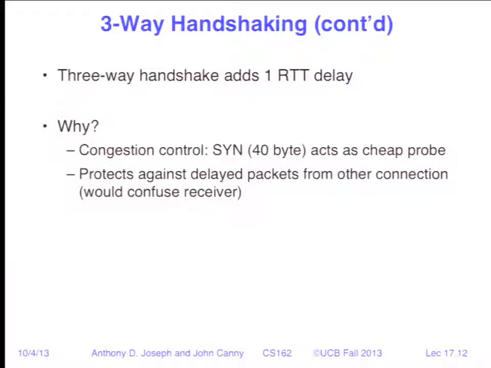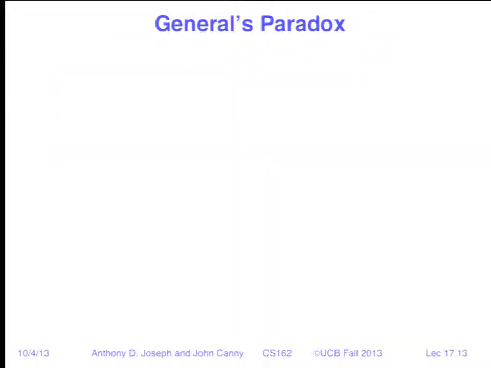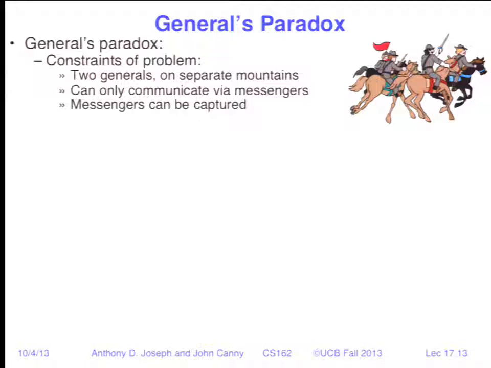So let's try a little bit harder problem. This problem is called the general's paradox. Now, here's the constraints of the problem. We have two generals. One's on one mountain, one's on the other mountain. There's an army in the middle, and they want to attack that army. Now, each of the generals has a small army. So if they were to go and attack, they'd get slaughtered.